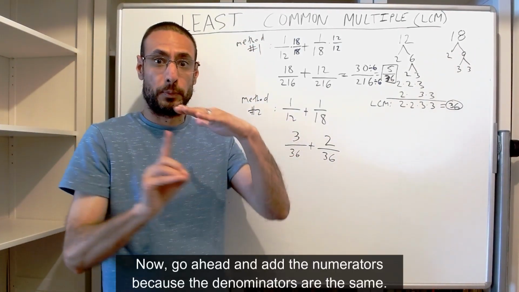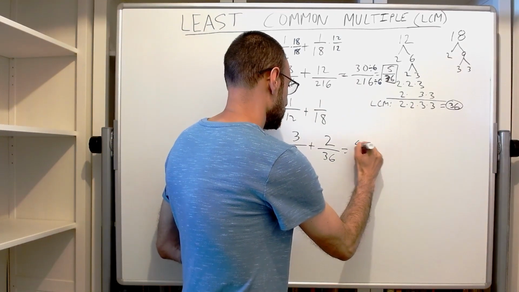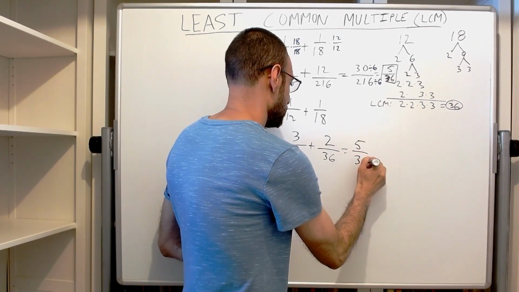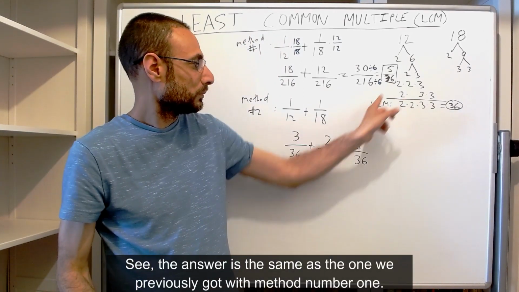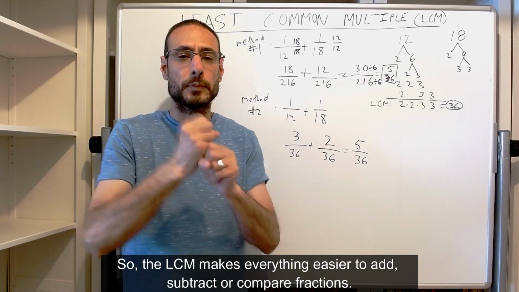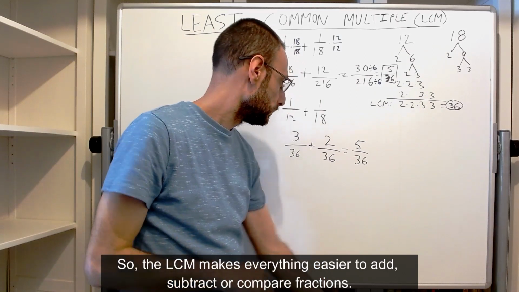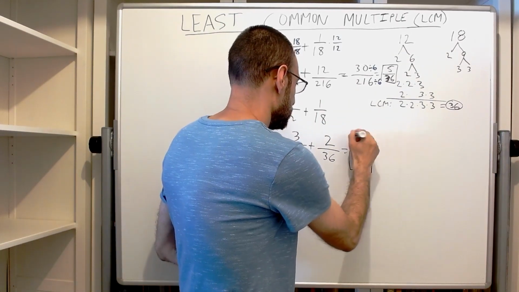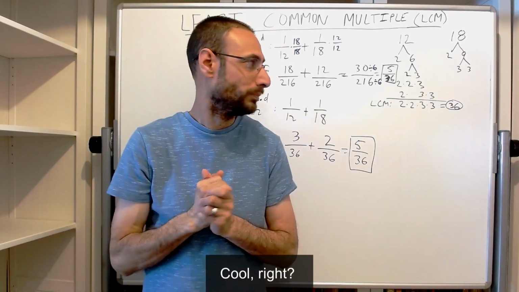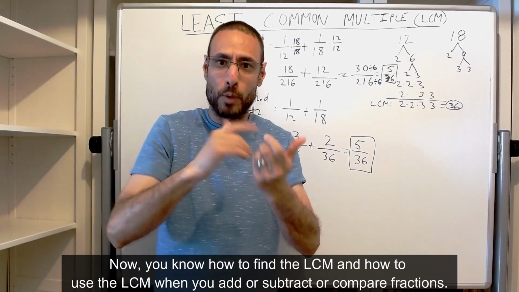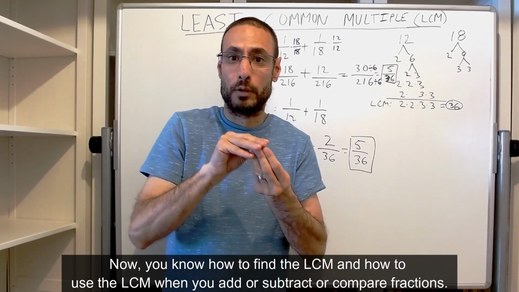Now, go ahead and add the numerators because the denominators are the same. See, the answer is the same as the one we previously got with method number 1. So, the LCM makes everything easier to add, subtract, or compare fractions. Cool, right? Now, you know how to find the LCM and how to use the LCM when you add, subtract, or compare fractions.